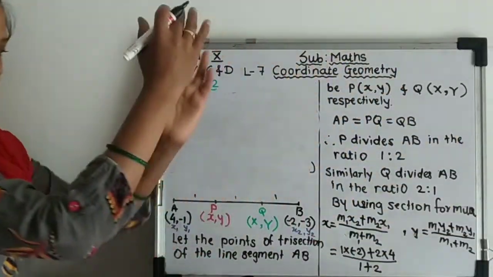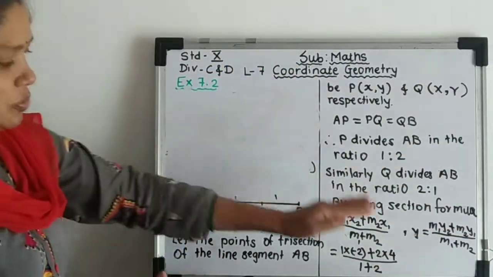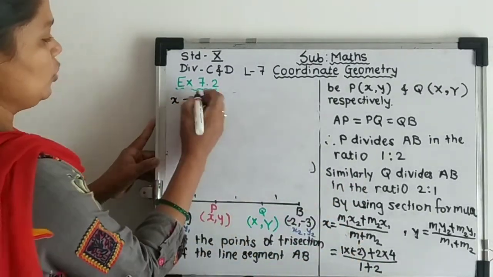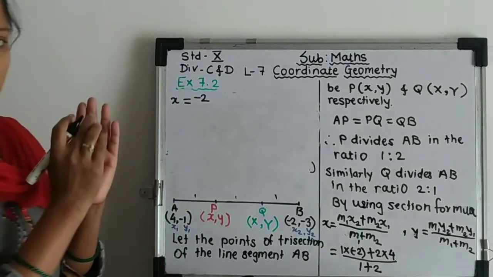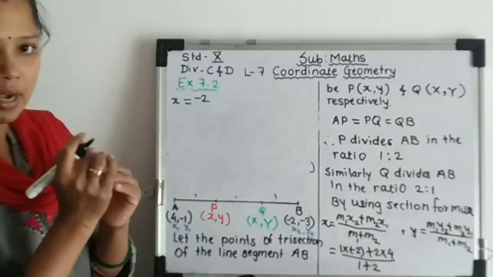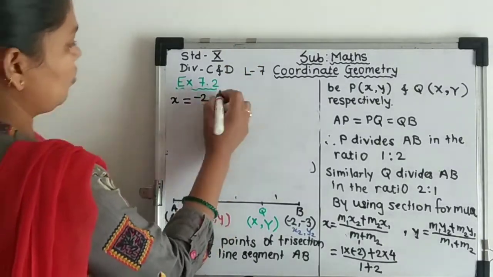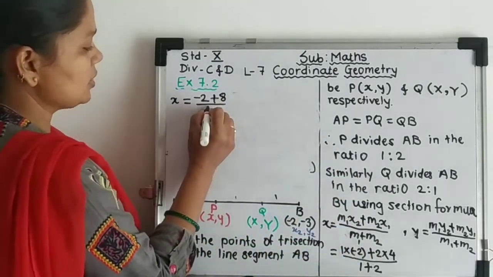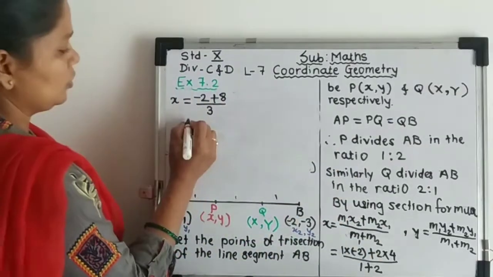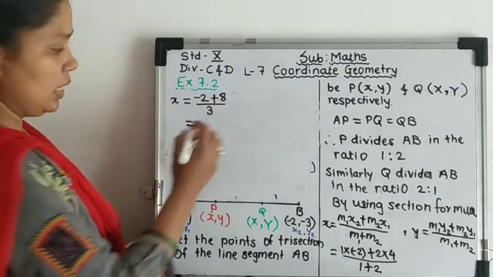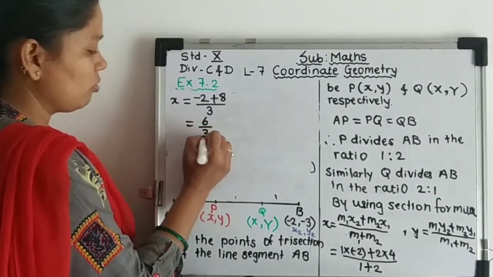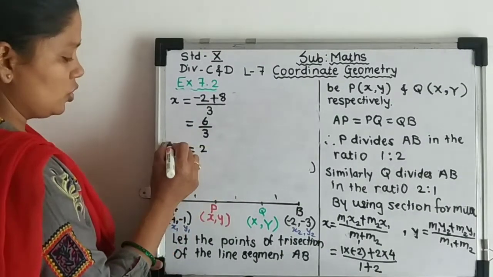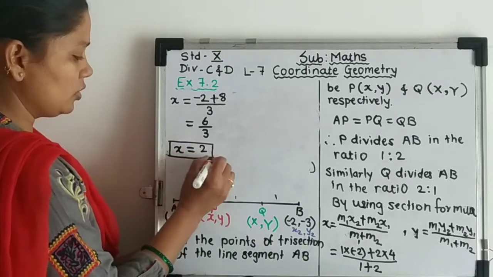Do that for y, the calculation we will do afterwards. First let us finish with x. So x is equals to 1 into -2 is -2. Negative, positive will get answer negative. Right? Then 2 into 4 is 8 upon 2 plus 1 is 3. So we will have here -2 plus 8 is 6 upon 3. So we have got x is equals to 3 twos are 6, so x value we have got here 2.